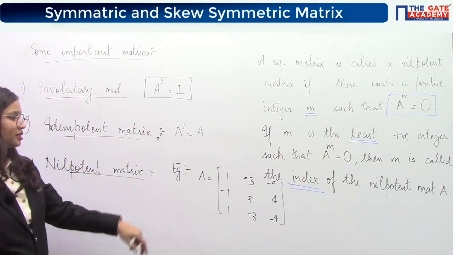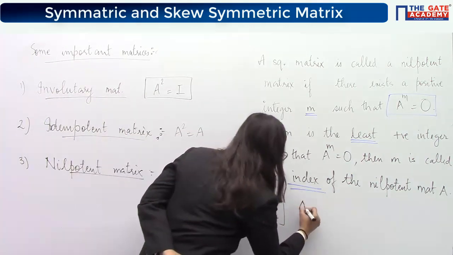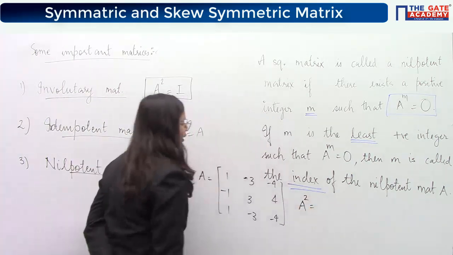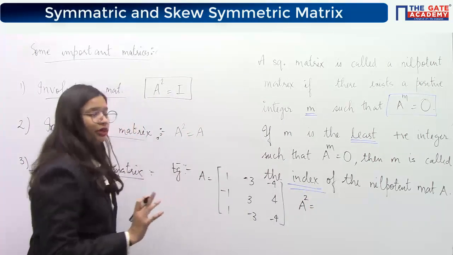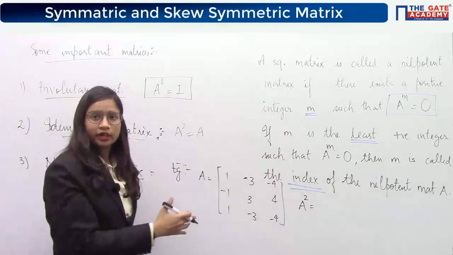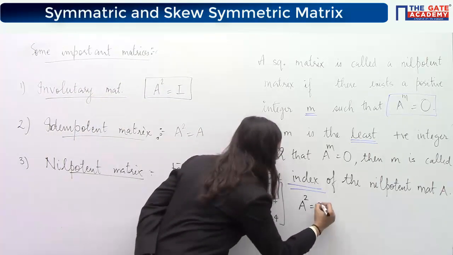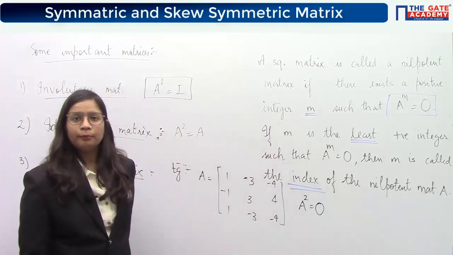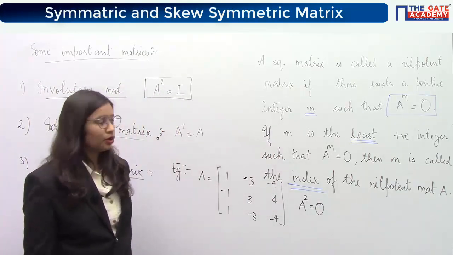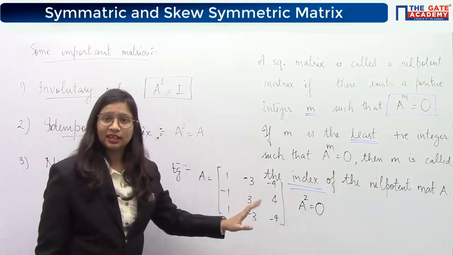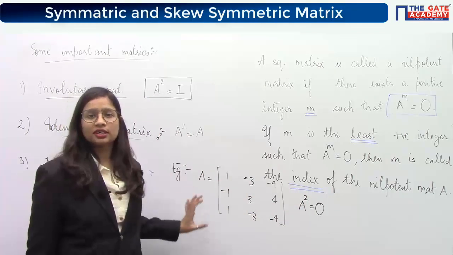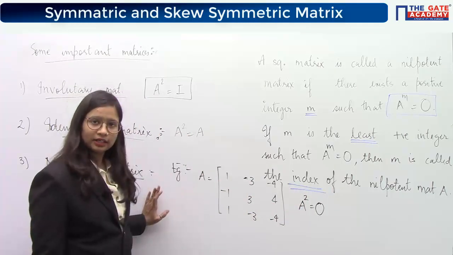If you multiply this matrix with itself, means if you find out A square, you can find it out by multiplying, but I am not multiplying, you can check it afterwards. It will come out to be your null matrix. So for a value of m, which is 2 here, this matrix is resulting into a null matrix. That means this will be a nilpotent matrix.